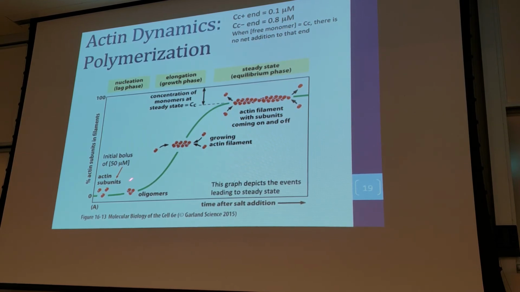So this initial bolus of 50 micromolar, most of it is still there, right? We've maybe incorporated 1% of all the actins in a filament. The rest is still freely available. So this oligomer will start growing from either end, because the concentration that's available is above the critical concentration for both the plus end and the minus end.